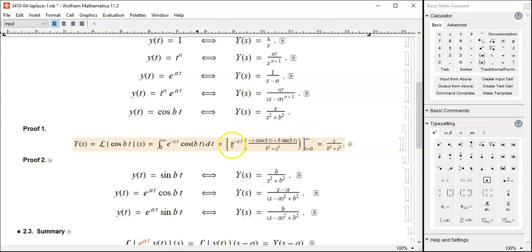You can plug in infinity. We have e to the negative infinity. That's 0. That'll kill off everything. And then plug in t equal to 0. Then this is e to the 0 power, 1, so it doesn't contribute. And sine of 0 is 0, so that goes away. And cosine of 0 is 1, so that too goes away. What do I have? Top minus bottom, so negative of another minus s over b squared plus s squared, this one. So we have the answer.